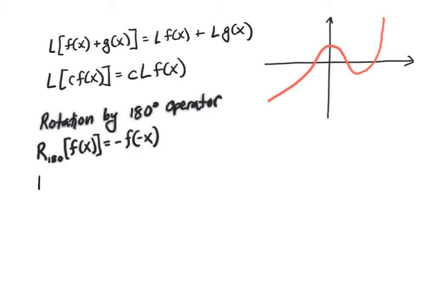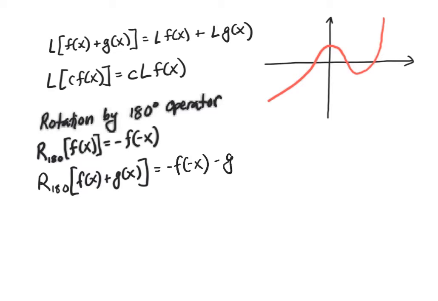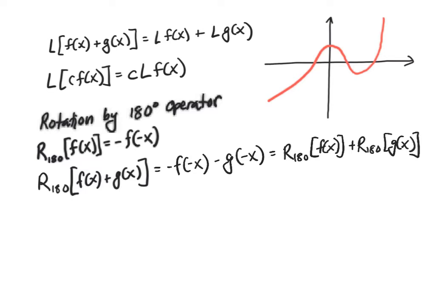So the first one is if I apply my operator to f of x plus g of x, well, this just flips the sign of f and of g, and it does so in both cases. And this, on the right-hand side, is the same thing as our rotation operation applied to f of x independently from the rotation operator applied to g of x. So this first expression, once again, checks out.